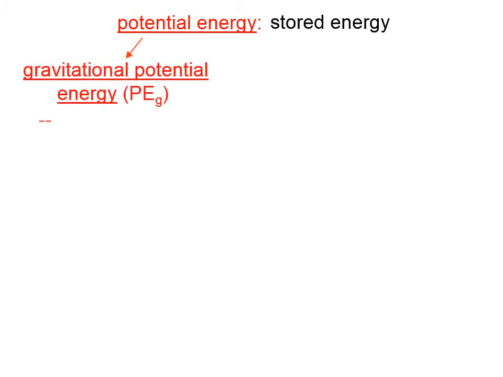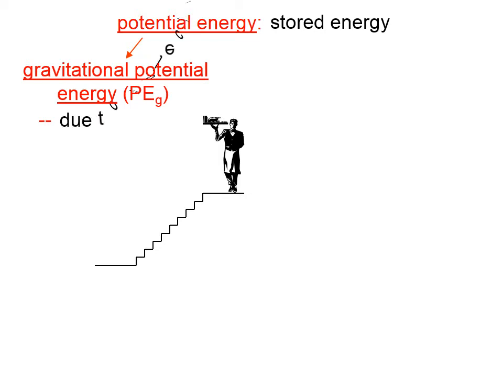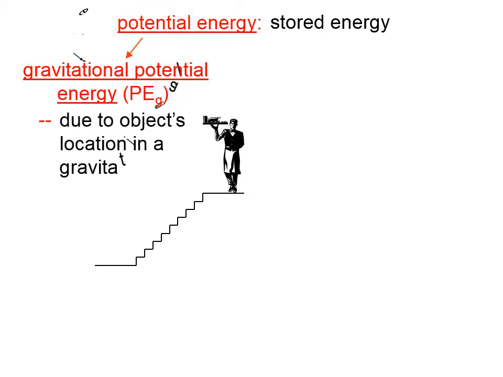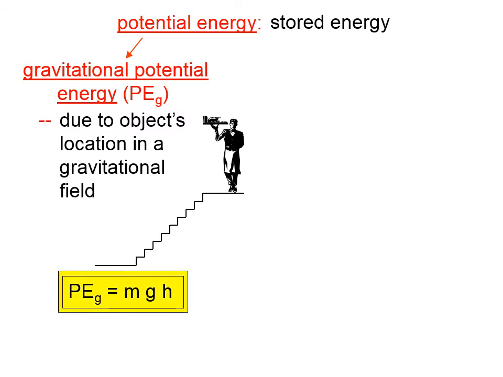Potential energy is stored energy. And we're going to talk about two types of potential energy. One is gravitational potential energy, which I'm going to symbolize PEG. Gravitational potential energy is what an object has due to its location in a gravitational field. The equation for gravitational potential energy is m times g times h.